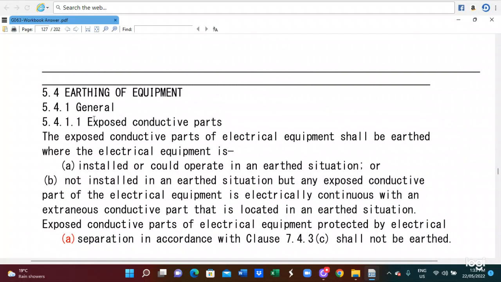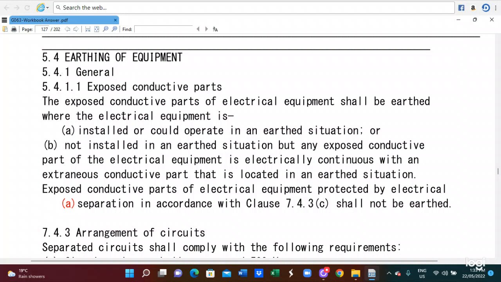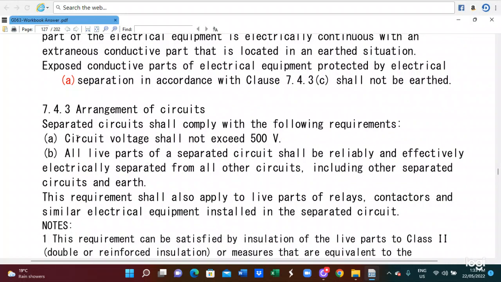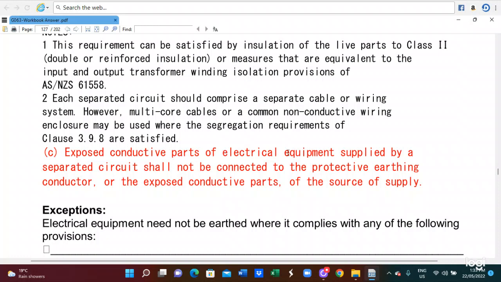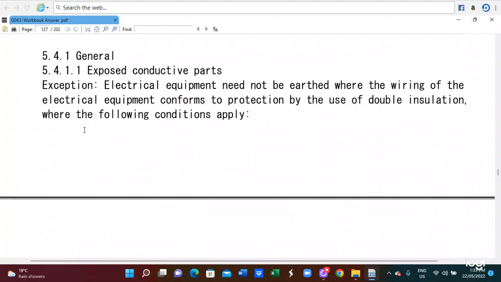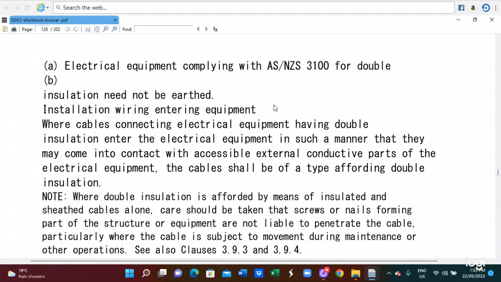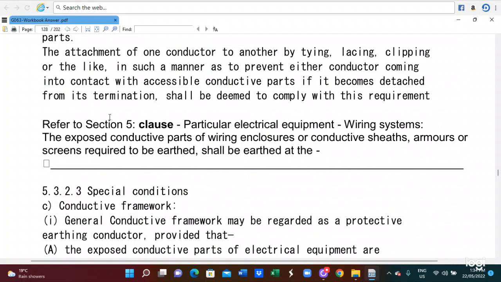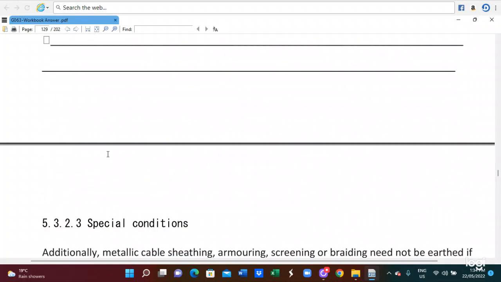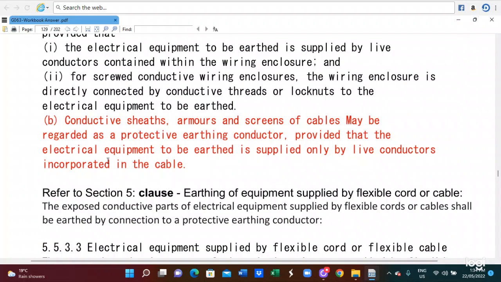And earthing of the equipment, that you can also see in 5.4.1. So earthing of the equipment to install, and 5.4.3 is arrangement of the circuit. It's for connected power electrical equipment supplied by a printed circuit, shall not be connected to the protective earthing conductor or the external connected path on the source of the supply. And 5.4.1 is an external connected path information. Electrical equipment, so comply with the standard for the desired installation. You can also read in this one. And 5.3.2.3 is a special condition. You also read it. So up to this phase, we are talking about the special condition and the conductive part.